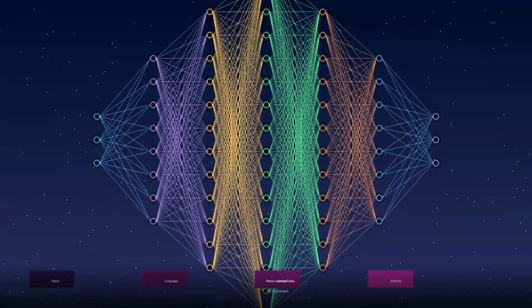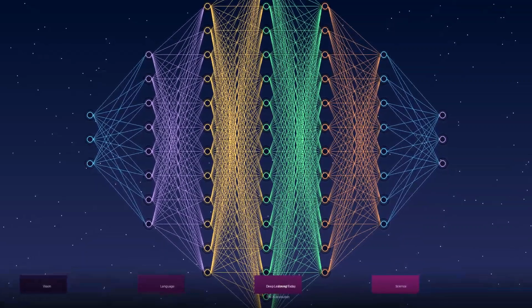Today neural networks power facial recognition, language translation, self-driving cars, and medical diagnosis. With billions of parameters and GPU acceleration, deep learning continues pushing boundaries of artificial intelligence.